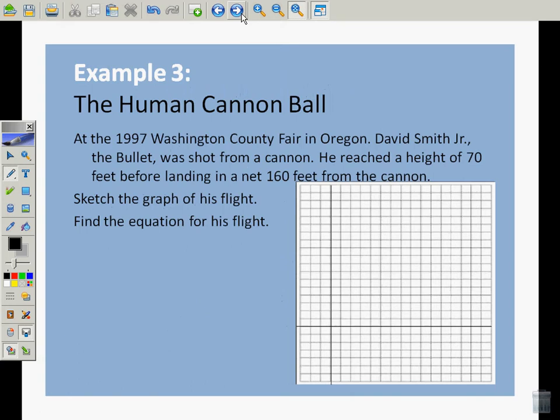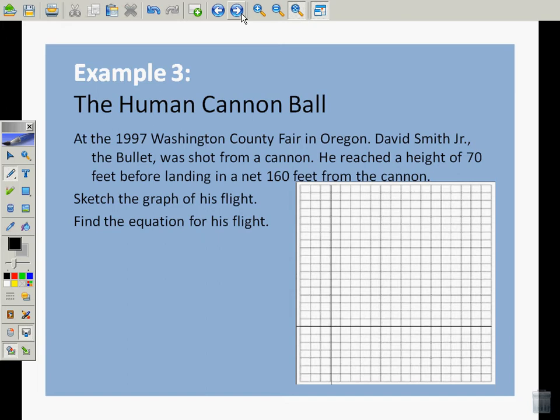We're going to talk about the human cannonball. At the 1997 Washington County Fair in Oregon, David Smith Jr., also known as the Bullet, was shot from a cannon. He reached a height of 70 feet before landing in a net 160 feet from the cannon. Sketch the graph of his flight and find the equation for his flight. Key pieces that we know here: 70 was the maximum height. That's huge for us, and 160 feet is going to help us also.